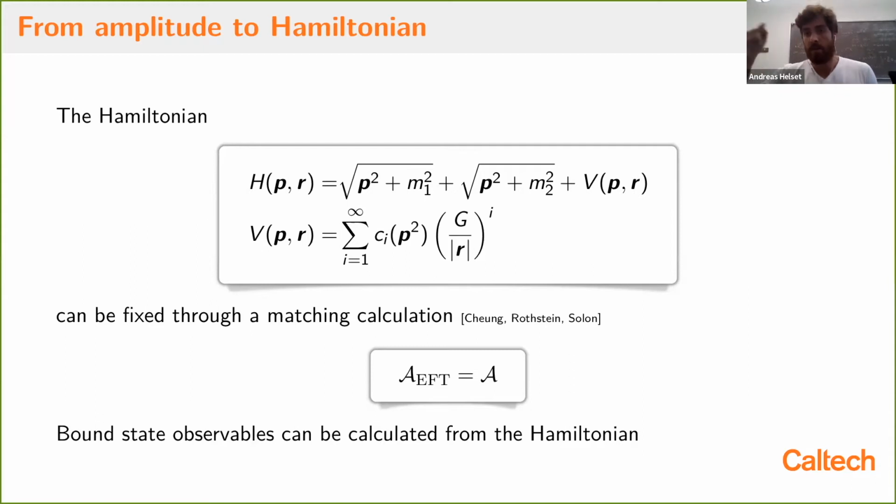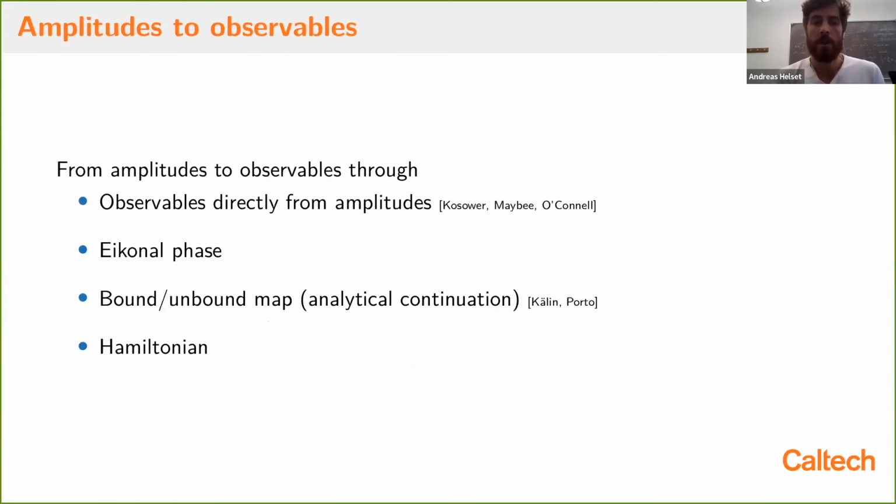This is a very nice way to go from the amplitude to the Hamiltonian and then to the bound state. And there are other methods that don't take this route. So you can do many things. Here are just a few. You can, for example, calculate observables directly from the amplitude. This is explained by Kosower, maybe, and O'Connell.